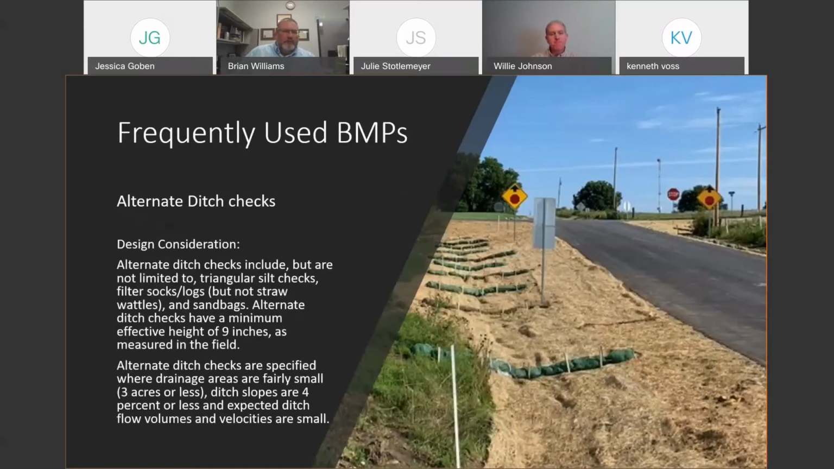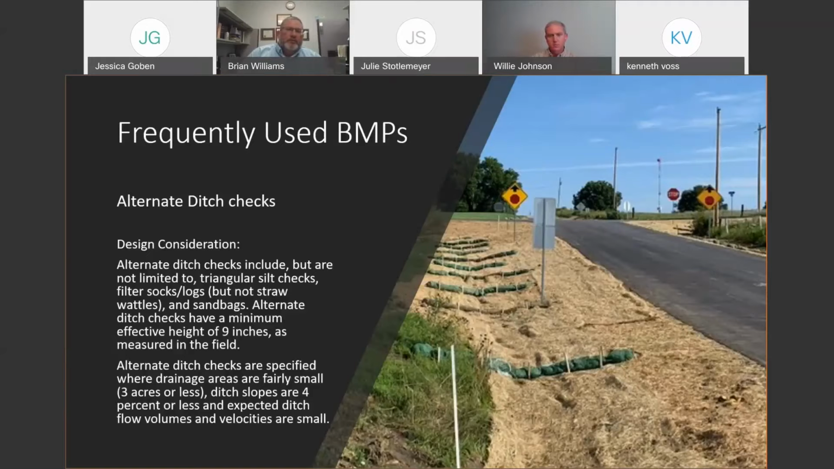Alternate ditch checks are 9-inch effective height ditch checks. And they're not limited to just wattles and socks: triangular silt dikes, filter socks, anything but straw. Straw wattles are not approved. Anything straw is not approved through our SWPPP. They can use sandbags. Again, they have that 9-inch effective height, and you can use them inside the clear zone. So those projects where you've got a clear zone, your ditches are close to the side of the road, they're the preferred ditch check in those scenarios.